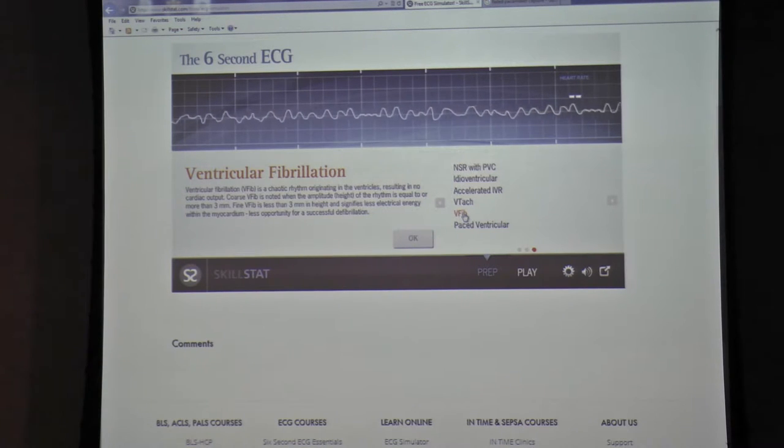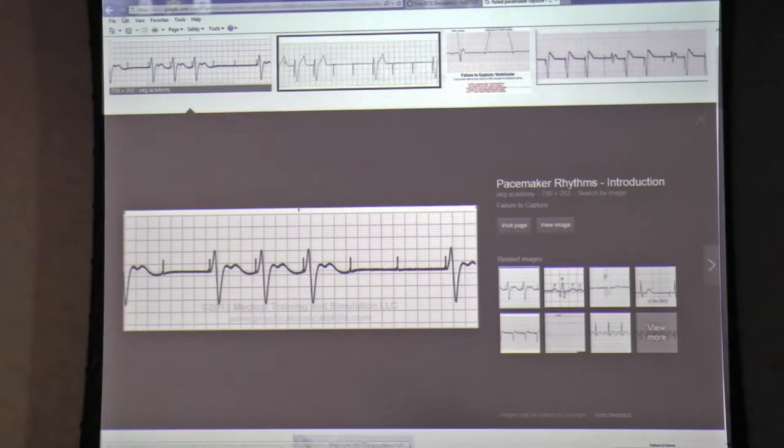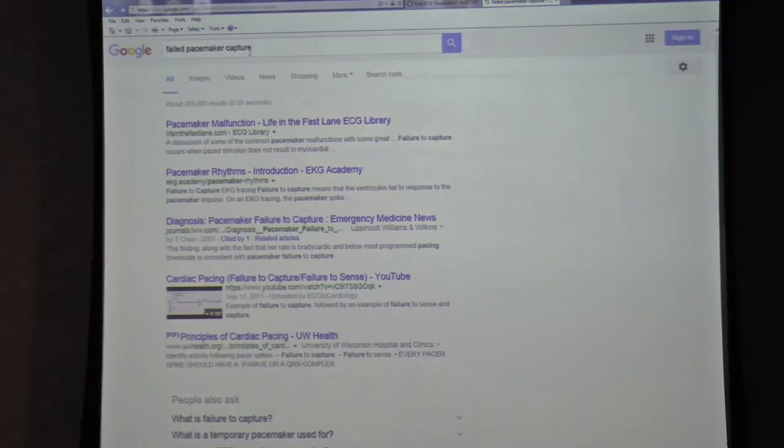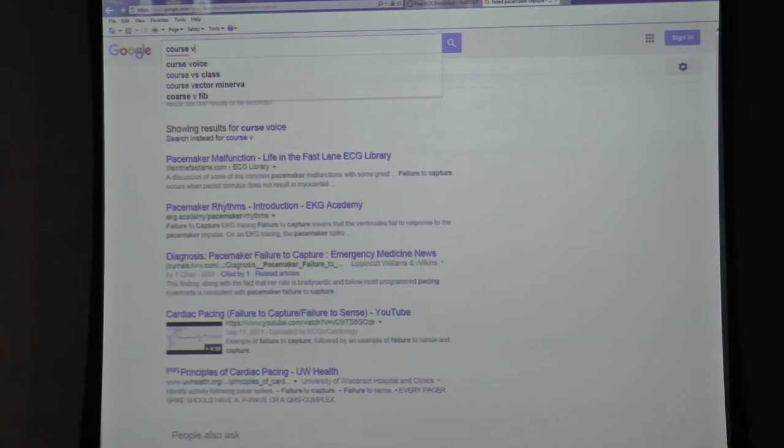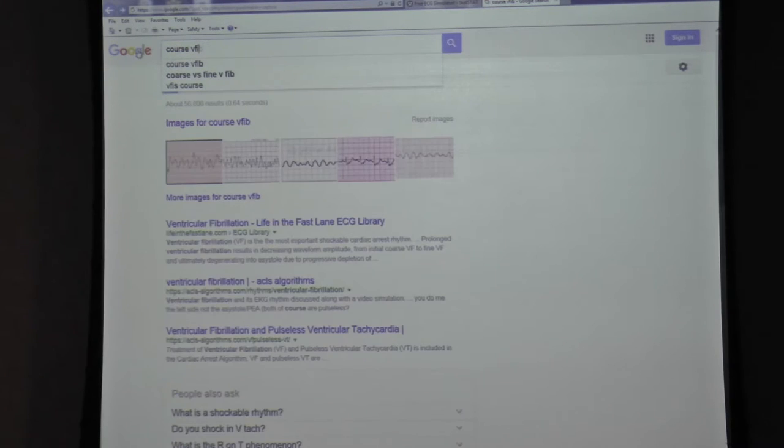Let me see if I can get a... I can't see the keyboard.